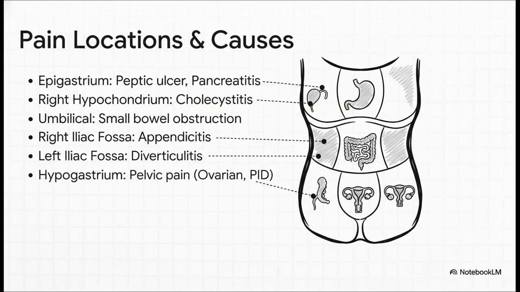Each location points to a likely list of culprits, right? Pain up top in the epigastrium, you start thinking about the stomach, maybe the pancreas. Pain down in the right iliac fossa, appendicitis immediately jumps to the top of your list. This is exactly how you start building your differential diagnosis.